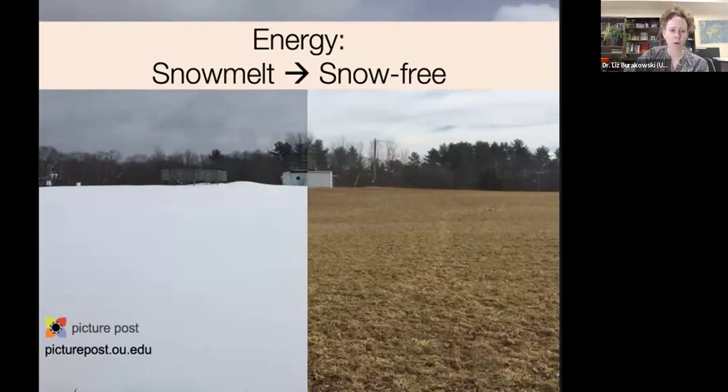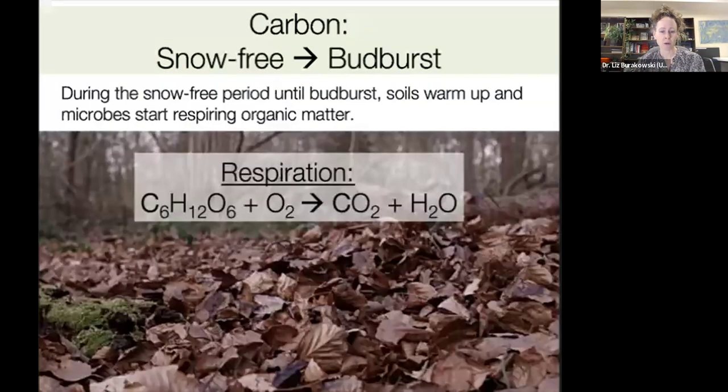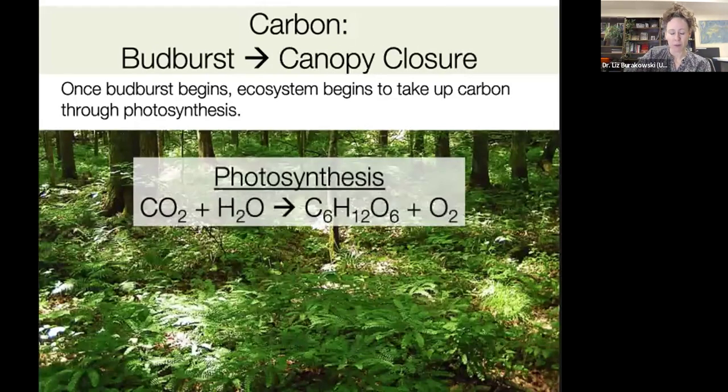We also think about the carbon cycle. When you see an earlier or longer vernal window, that means it's a longer period of time until bud burst, meaning soils can warm up and they'll start respiring organic matter. So this is that decay process that's going to produce carbon dioxide and move it into the atmosphere. Once the canopy bursts later in the spring, then we start seeing photosynthesis happen.